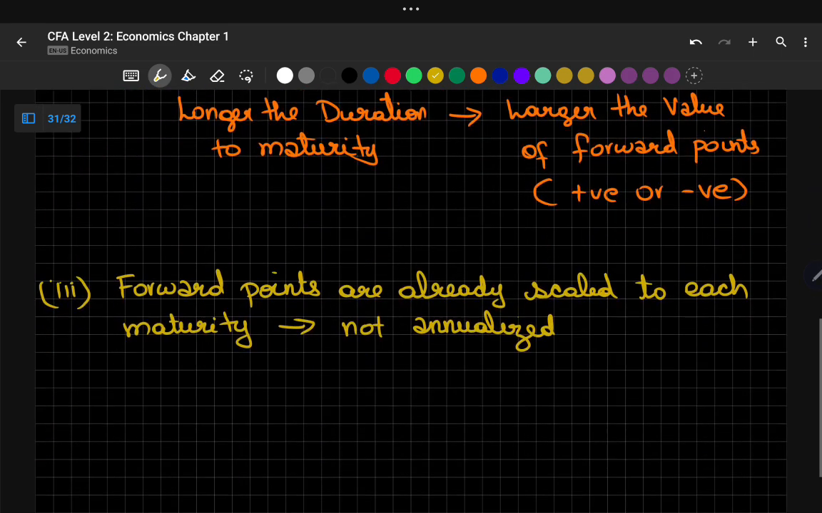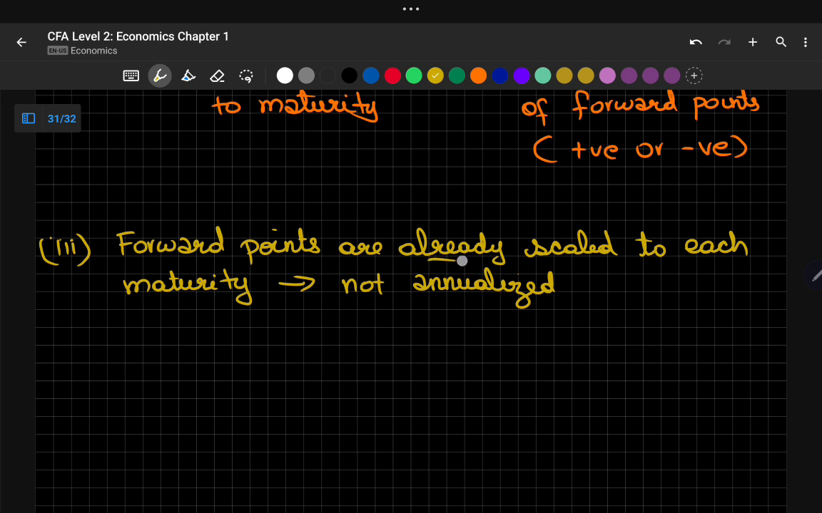So the third point is forward points are already scaled to each maturity. It is not annualized. So no need to make any adjustment. If it were annualized, I would have to convert it into 1 month, right? But it's not required in this case.